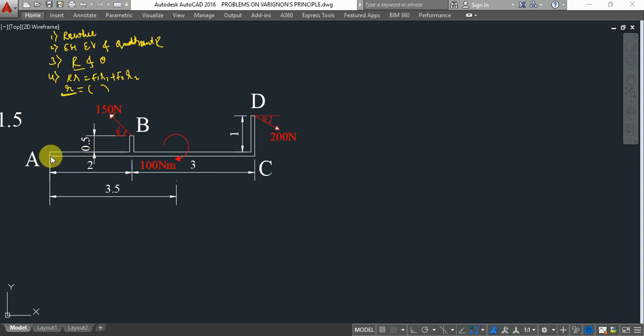So this is the point A chosen. From here at a distance of 2 meter and a vertical distance of 0.5 meter, a force of 150 Newton is acting. Here another force of 200 Newton at a distance of 2 plus 3, that is 5 meter, is making an angle of 30 degrees with the horizontal. First step, resolve the forces.